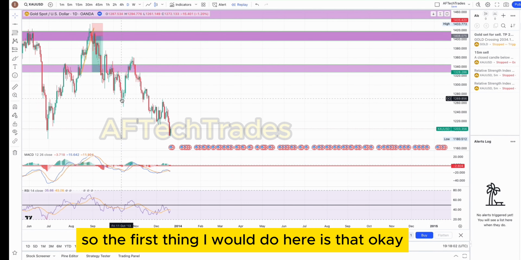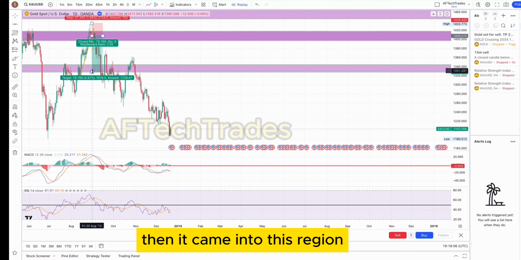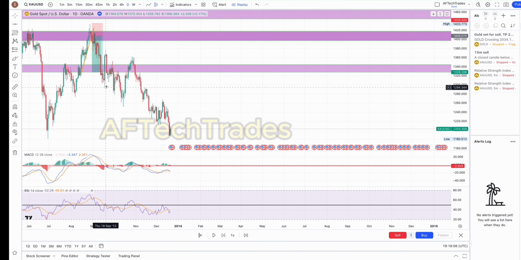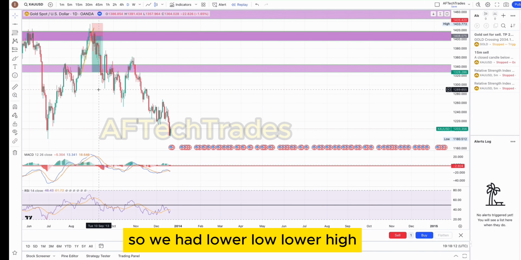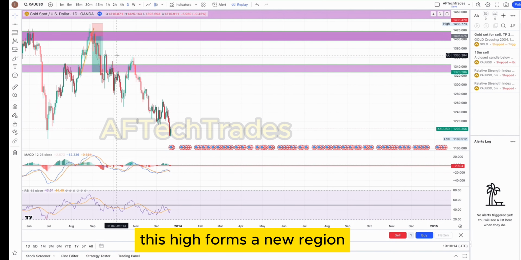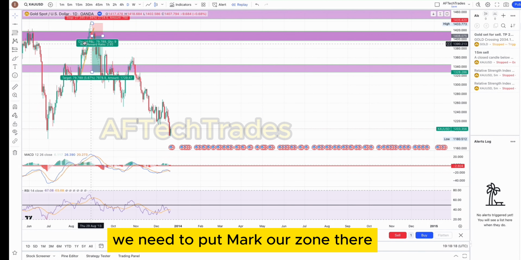So the first thing I'll do here is that, okay, this market is gone. Then it came into this region. It went back, it came again. So we had lower low, lower high. This high forms a new region. We need to mark our zone there.